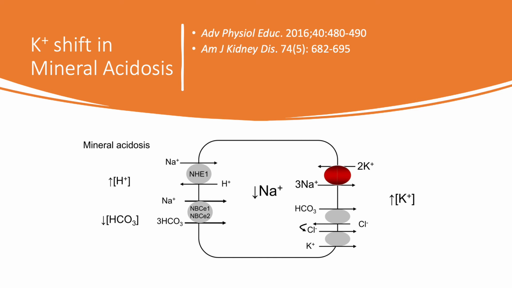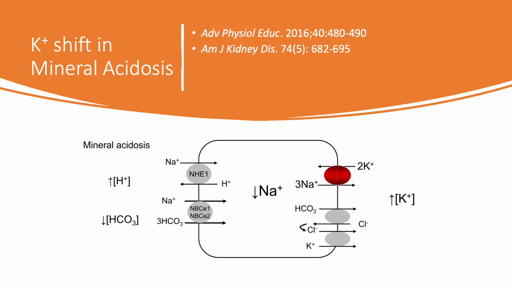So let's look at this diagram. The explanation I just provided is kind of crude, but this is actually what happens on a molecular level. So in mineral acidosis, hydrogen is up and bicarb is low. Okay, that's simple enough. That's the case with any acidosis.